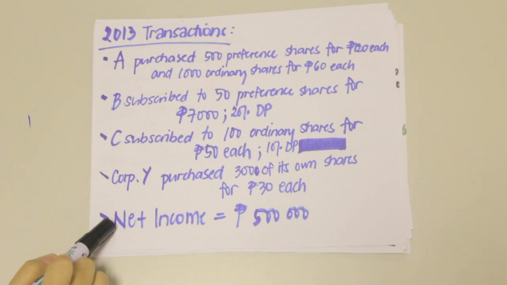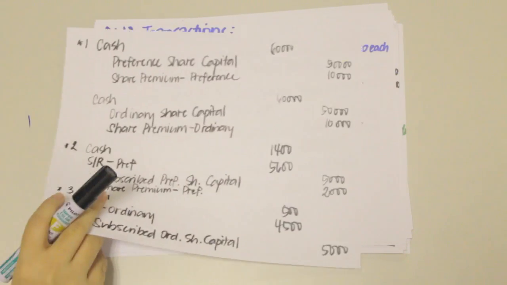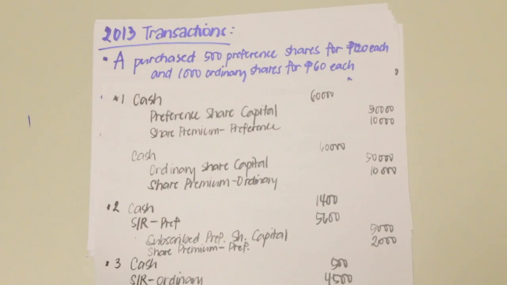And then net income for the year amounts to 500,000 pesos. So the first thing you need to do for beginners would be to record the transactions.